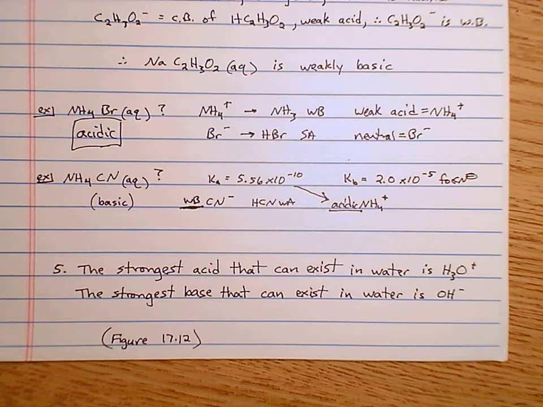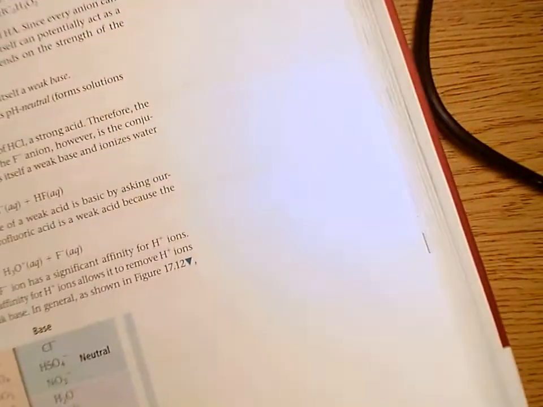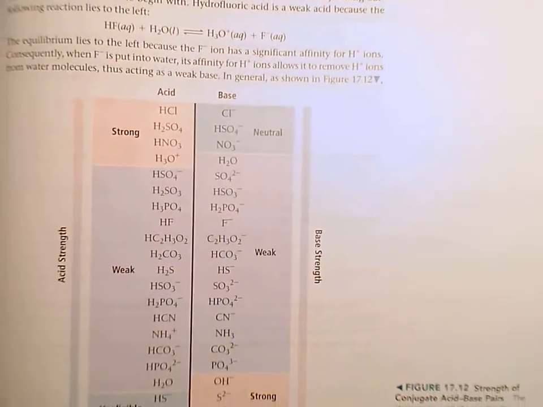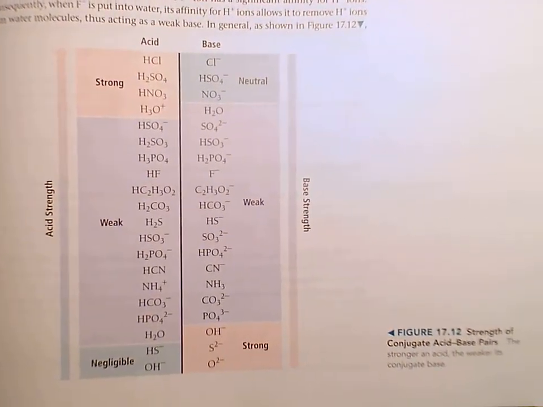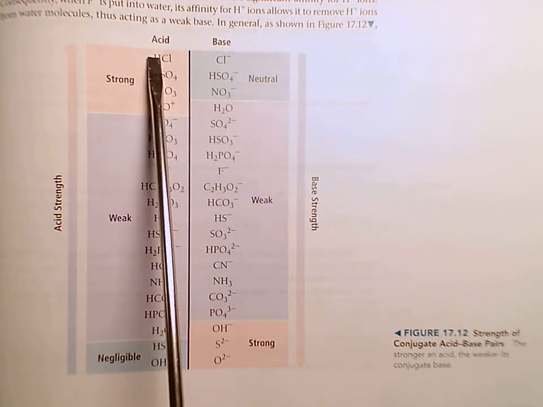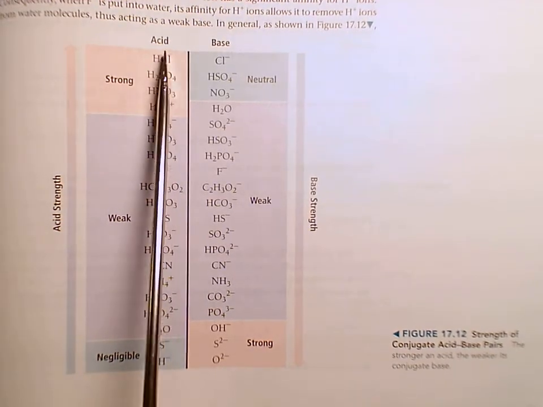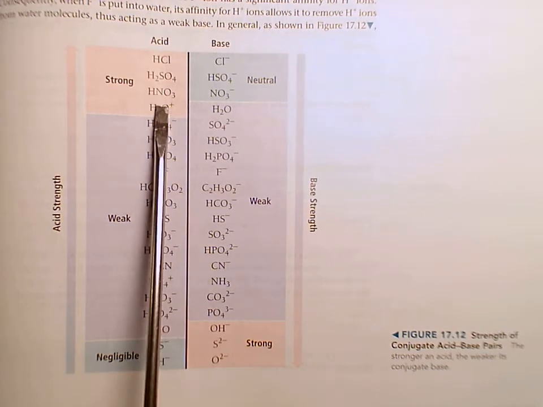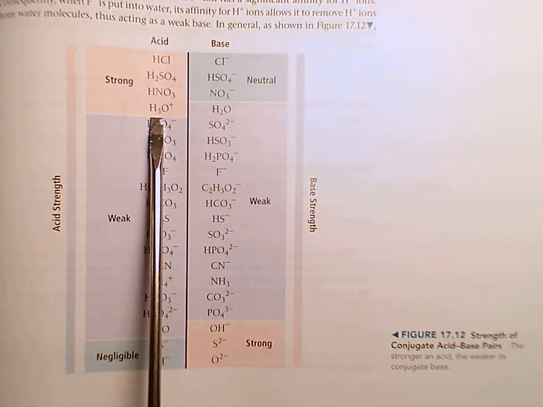Okay. And so the last thing in this video is a table from your book. Pretty important, especially if you go on to organic chemistry. This type of table becomes very important. You're looking at acid strength versus base strength here in this table. So note, let's look at this column here. Here are our acids, HCl, H2SO4, our strong acids. We classify H3O+ as a strong acid because it's the strongest one that can exist in water.